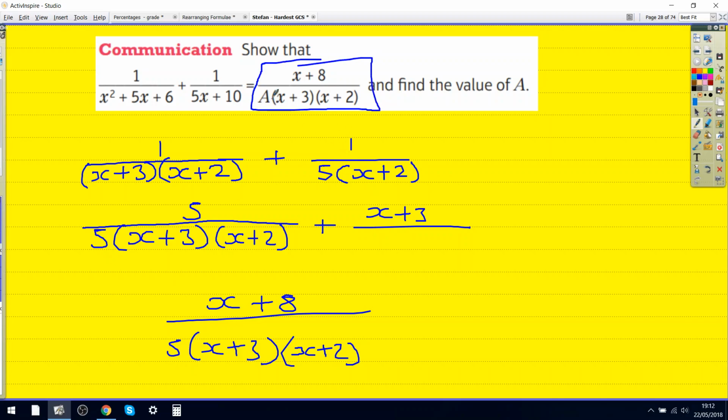And so find the value of a. A equals? So it's just 5 there. That's it. Any questions there? No, that's good. Thanks. Okay, so you've got the idea.